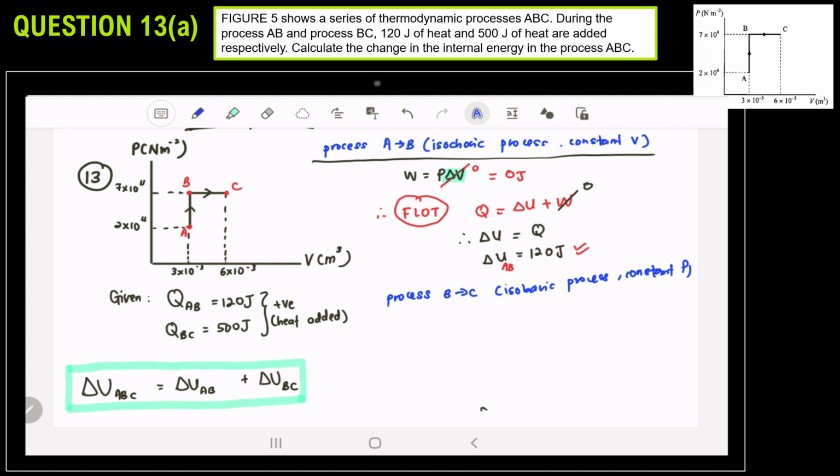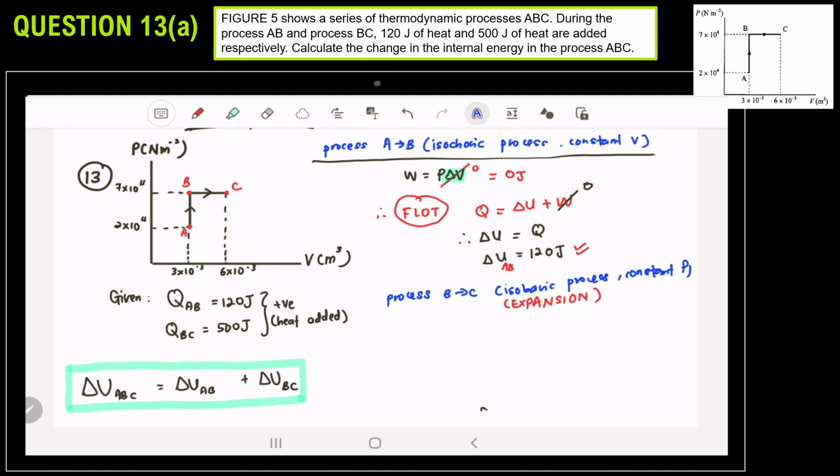Expansion process. So kita boleh letaklah kat sini. So isobaric process, and this is expansion, not compression. Sebab dah tengok pada arrow dia ya. Arrow dia from B to C. So you can see from B to C, the volume is increasing.